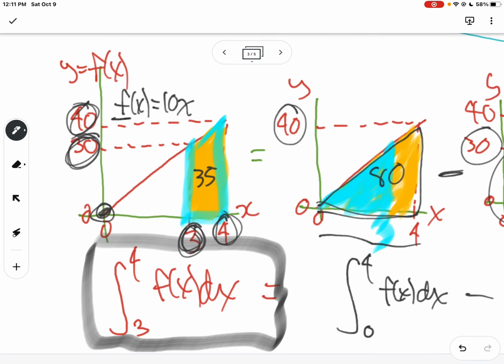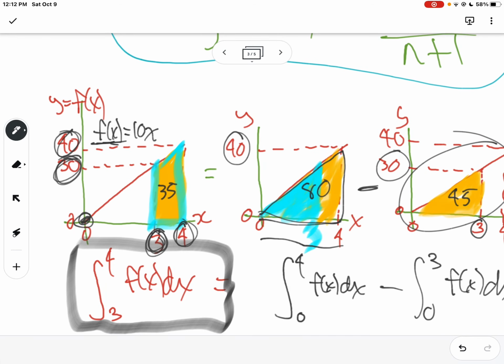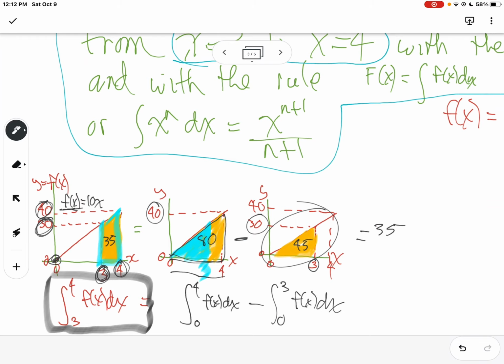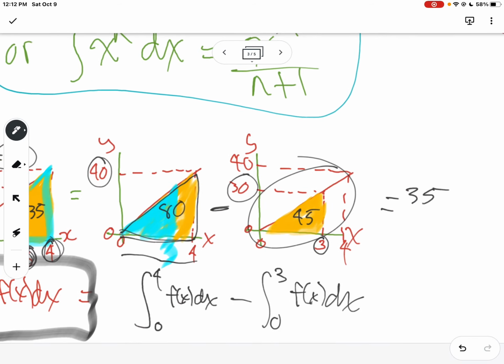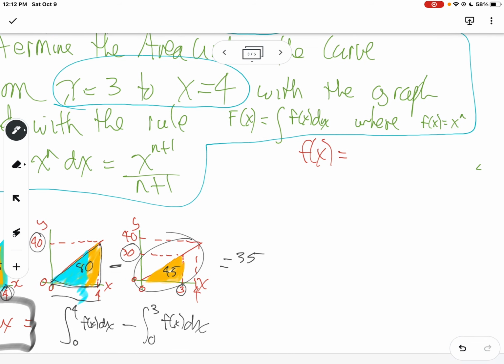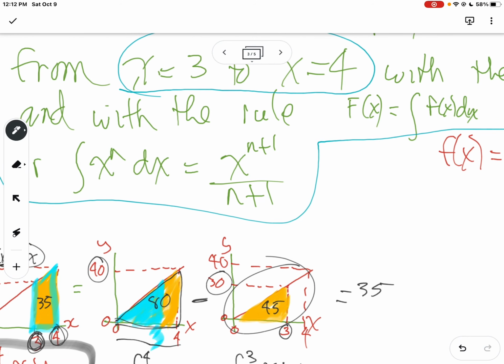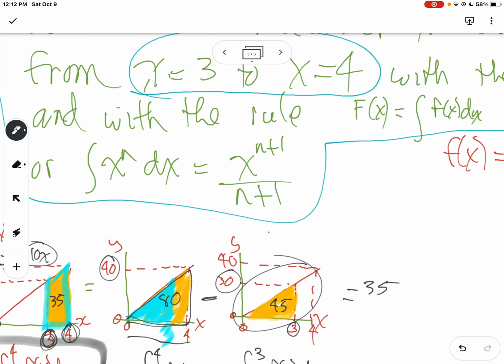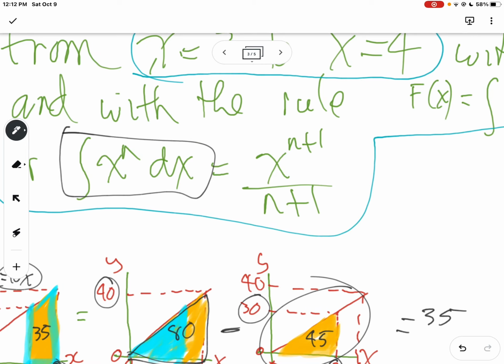By the way, this is little f because I'm taking the area of it. You can take the area of big F, but that's usually for average value. In this case, we're going to call it little f. Now I know the equation is 10x. So there is a formula here that we can use. This formula right here, if this is rate, this is the accumulation formula.